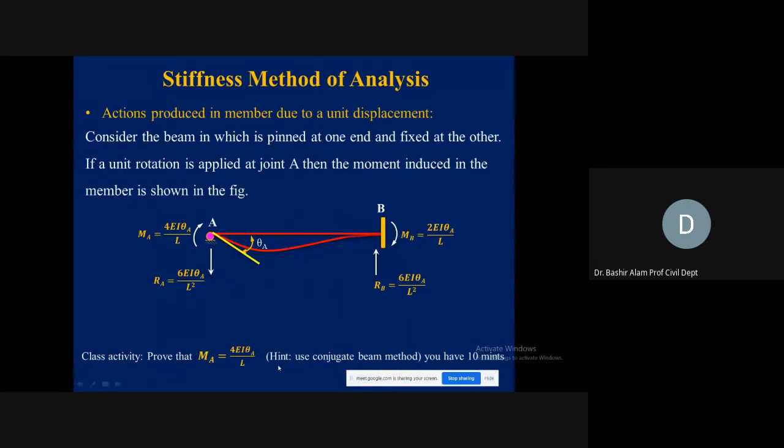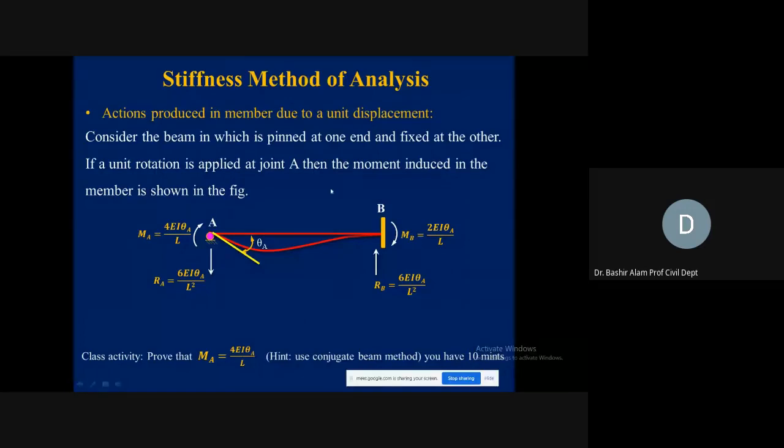Next, action. Now we said that if we give a rotation at one end, the moment generated at that particular end will be equal to 4EI theta divided by L. At the far end, it will be in the same direction, but half of that amount, which will be 2EI theta divided by L. We need to balance it by the balancing couple, which will be 6EI theta divided by L square.